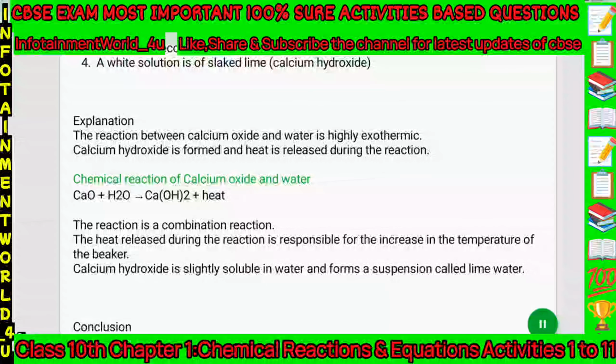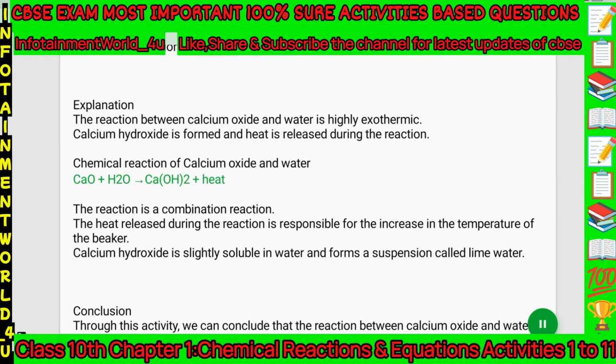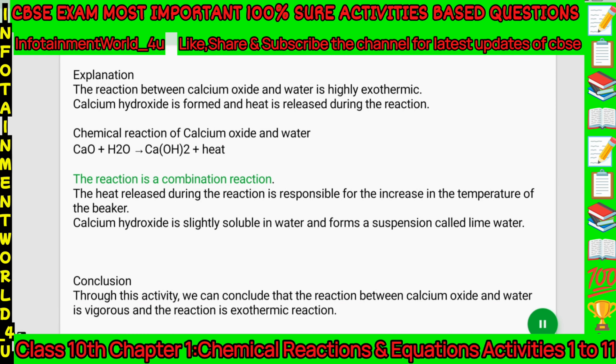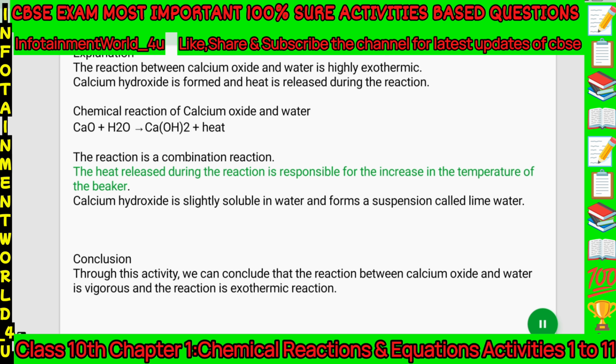Chemical reaction of calcium oxide and water: CaO plus H2O gives Ca(OH)2 plus heat. The reaction is a combination reaction. The heat released during the reaction is responsible for the increase in the temperature of the beaker.